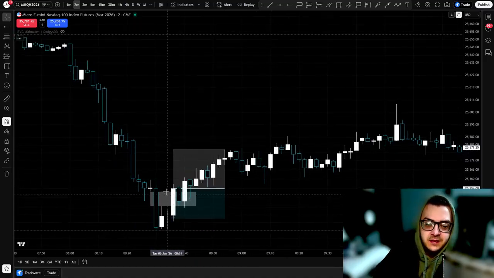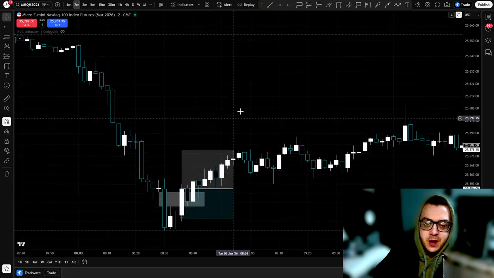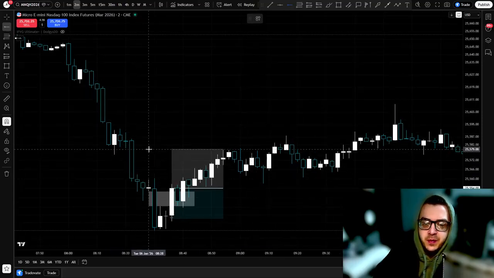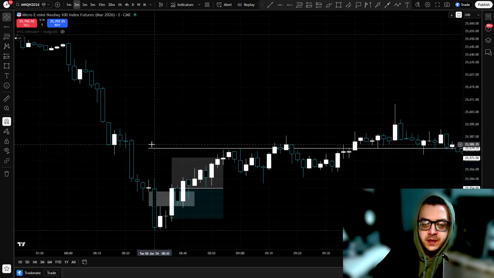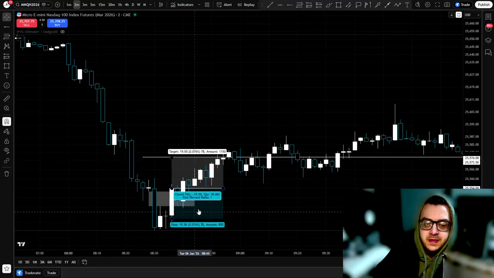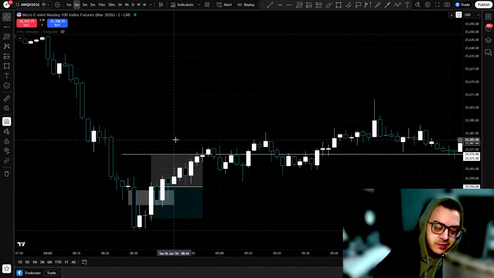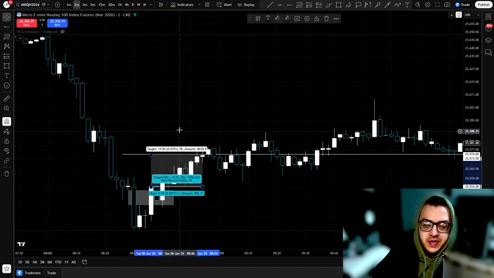As you can see here, we came back, tested, and then over the course of the next 10 minutes or so came up and hit my 1 for 1 target here. Well, this is a bit more than 1 for 1 actually. So I scale half my position, that's $75, and then we go break even on the rest.